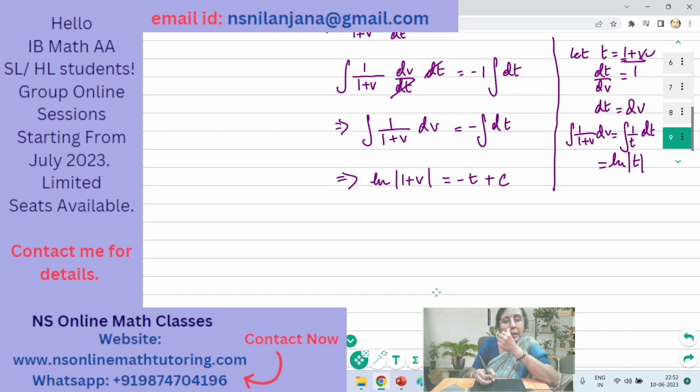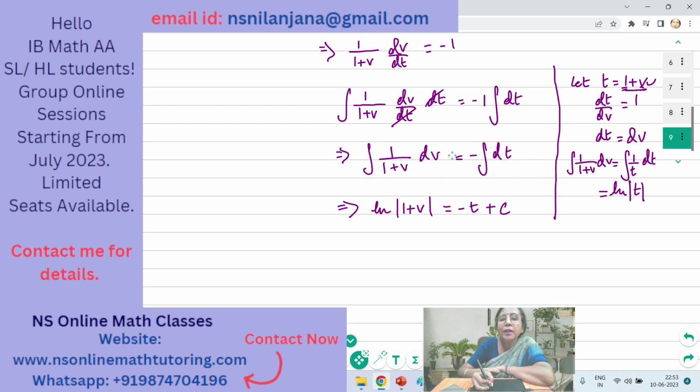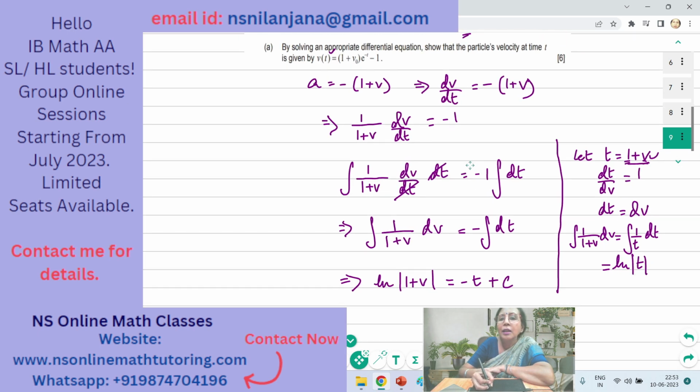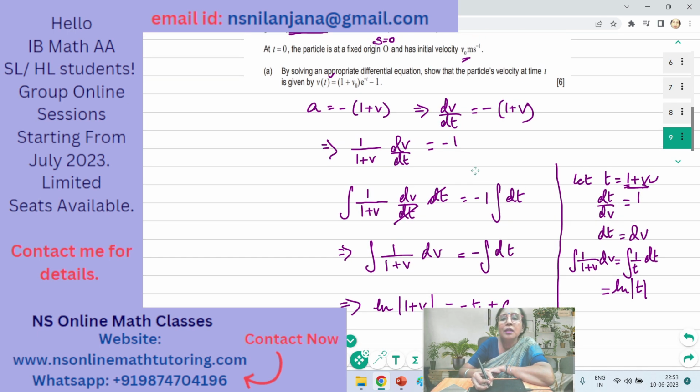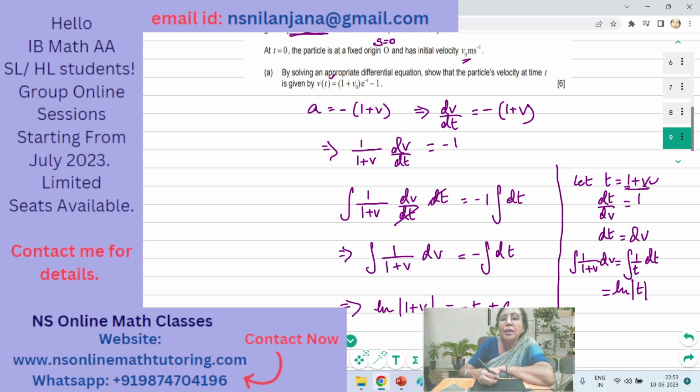Okay. And then what do we do? We find the value of the constant of integration if possible. Over here, they have given us some information. Let us use that information and try to get the value of c. They are saying at time t equal to 0, the velocity is v0. Okay.